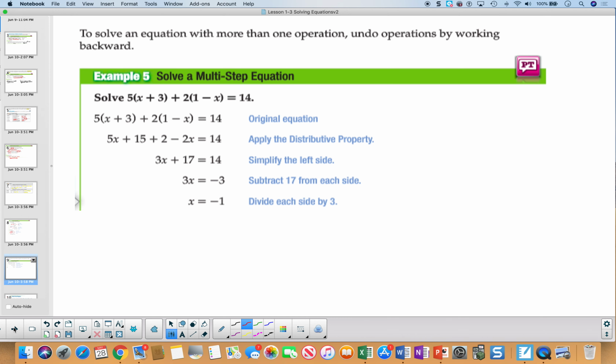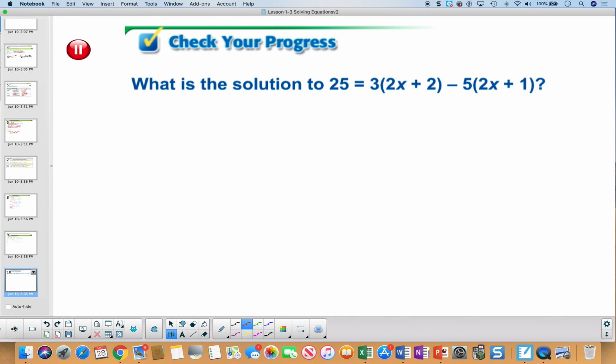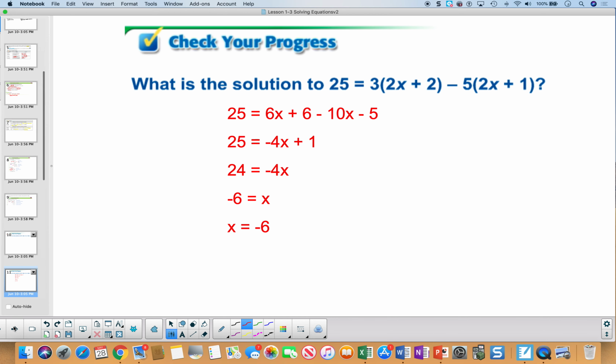Okay, in a multi-step equation, we might have to use the distributive property, and then we combine like terms, and then we undo our addition, and then we undo our multiplication, and we get our answer. Pause and do this problem. Stop the screencast. And here's the answer.